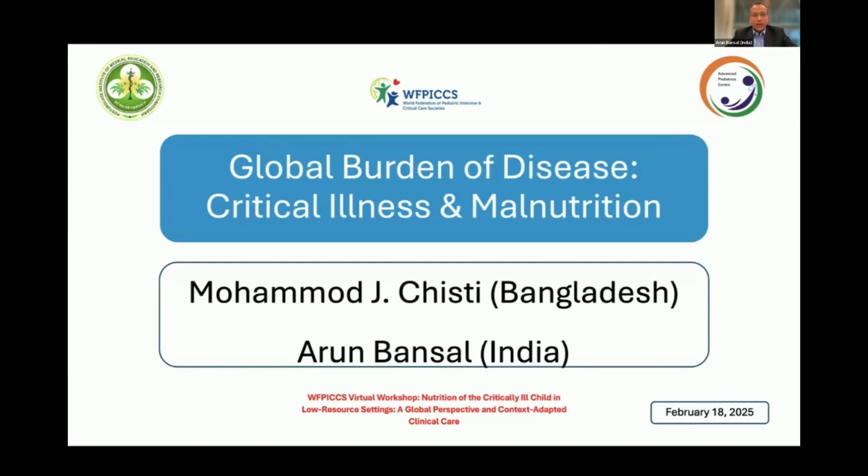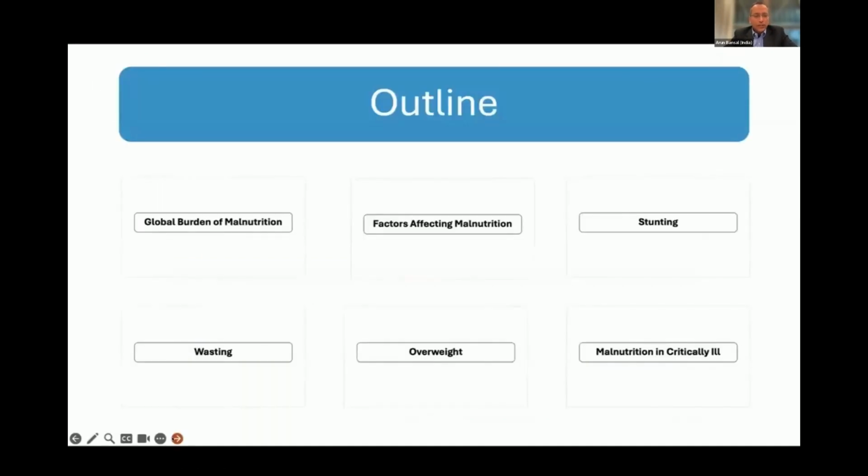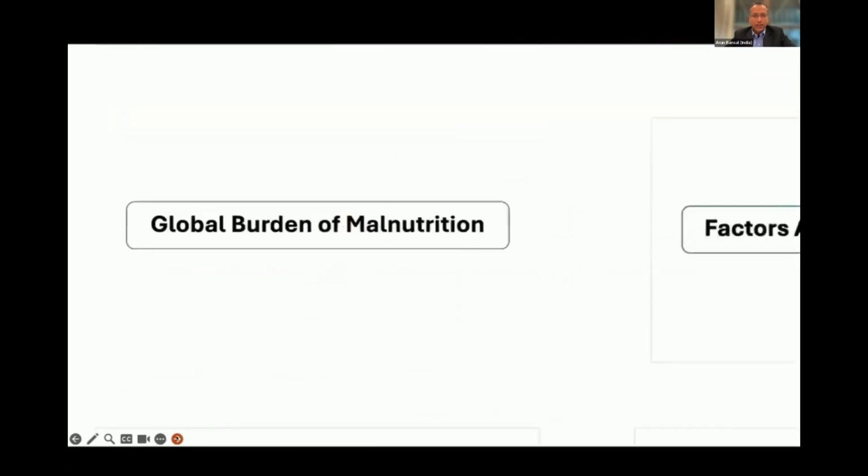So I will be speaking on the global burden of disease related to critical illness and malnutrition. This would be the outline for the next 10 minutes. I'd highlight the global burden, then the factors affecting malnutrition, including stunting, wasting, and overweight, and then specifically focus on critically ill children.